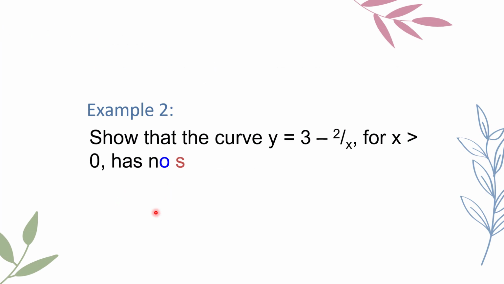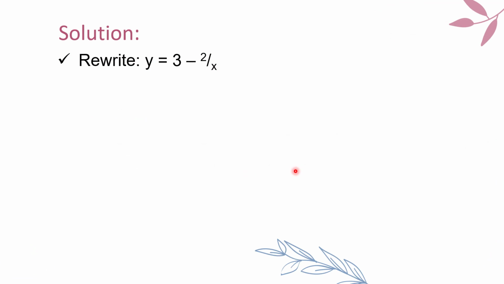Example 2. Show that the curve y equals 3 minus 2 over x for x greater than 0 has no stationary point. So let's rewrite. This is the function, and we will find dy/dx. So 3 is gone, and minus 2 over x becomes 2 over x squared.